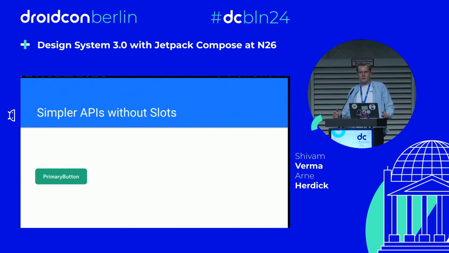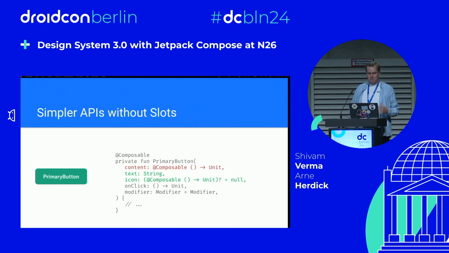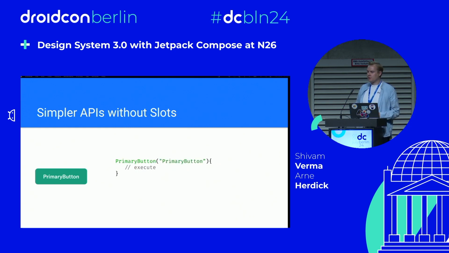So you can make this way simpler on your feature developers by having the text as a string and having an optional icon slot. In this way, for 90% of cases, this is how you build a primary button. So it's 3 lines of code, it's super simple, super nice. Really, you can love this as a developer.